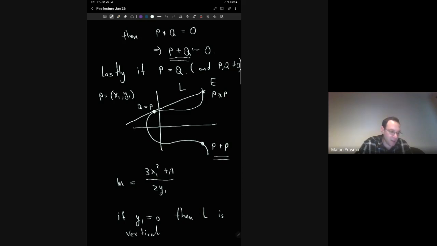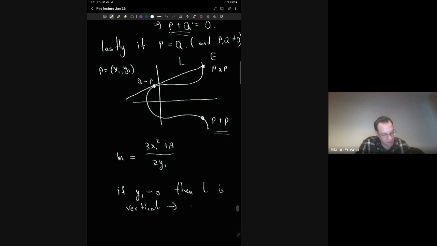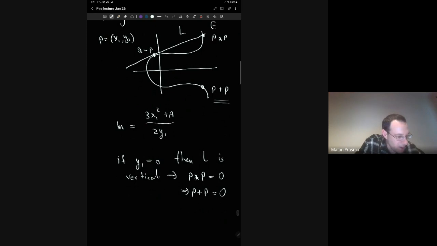If L is vertical, then of course P star P would be the only possible intersection of the vertical line with the k rational points, which is O. And this means that P plus P is O. So this tells you that these points here, and possibly if we had a small lake here, then also these points, are points that, according to the group law, if you add them to themselves, you get O. So these are called the two torsion points.